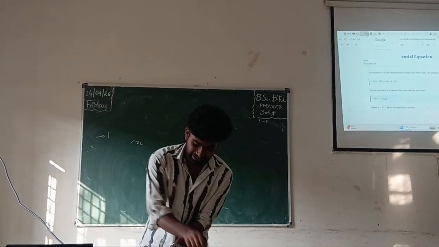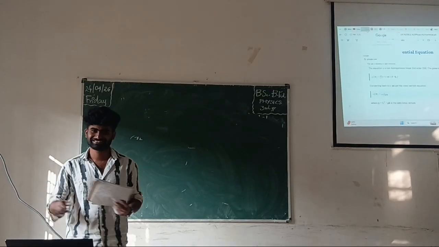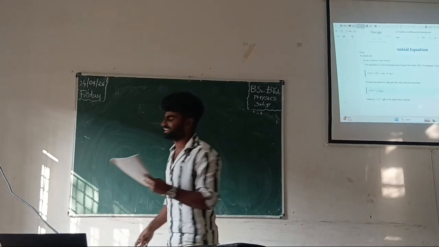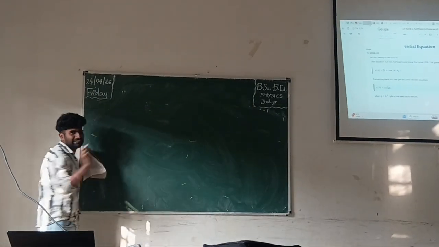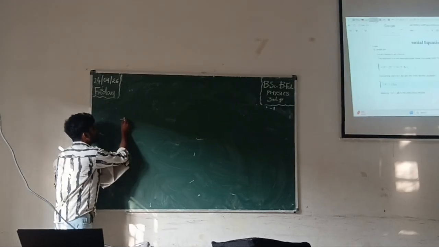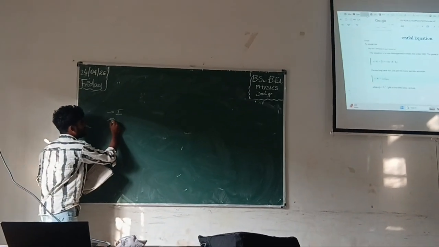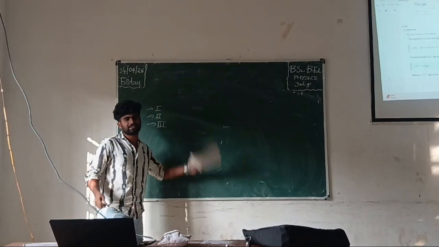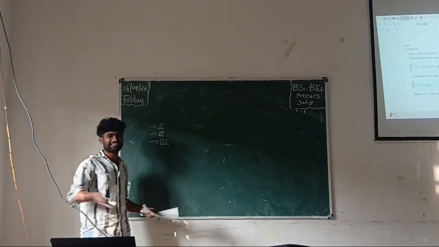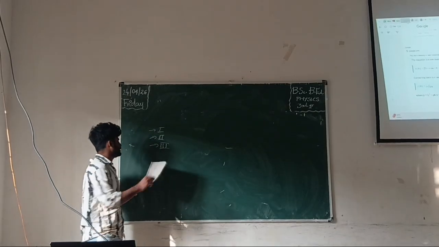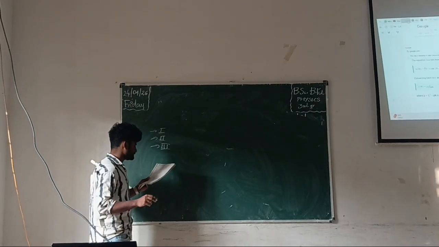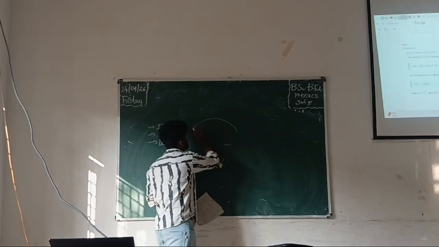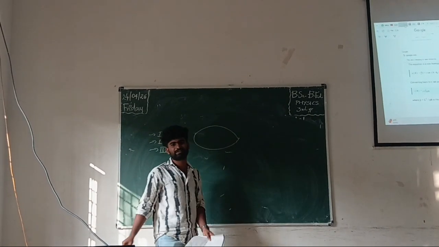Kepler's laws were proposed by Johannes Kepler, and he has three laws: the first law, second law and third law. You may know what the first, second and third laws are; if you don't, you will learn now. So what is the first law? The first law says that the planet moves in an elliptical orbit.